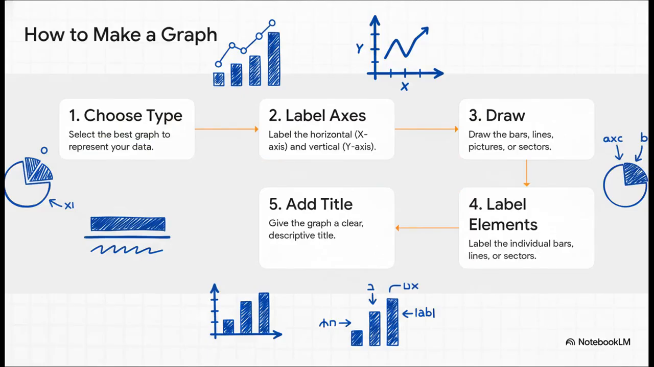Feeling inspired to make your own? It's actually way easier than you might think. There are really just 5 basic steps. First, pick the right graph for the story you want to tell. Next, you label your axes so everyone knows what they're looking at. Third, draw your bars or lines or slices. Fourth, label those parts. And finally, give it a clear, descriptive title.